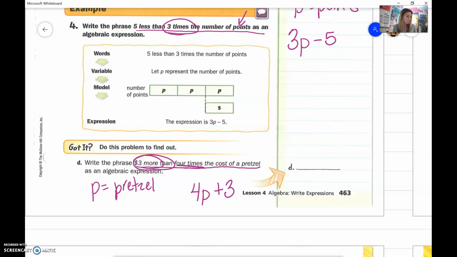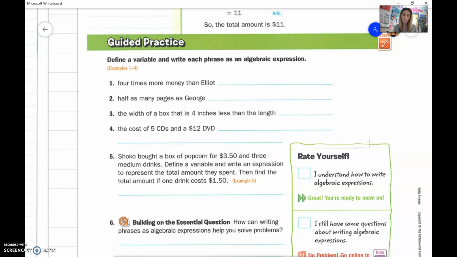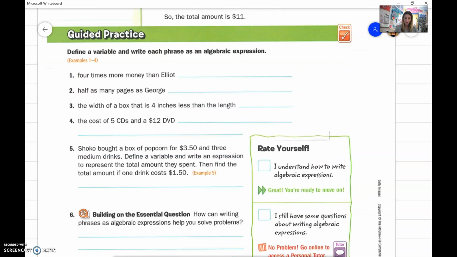All right, turn to the next page. Again, if this is not making sense, more examples, more problems are what's going to help you, okay? So we're going to do the guided practice together, and then obviously we're going to do some more problems in class when we're together. All right, let's take a look at number 1. It says, define a variable and write each phrase as an algebraic expression.